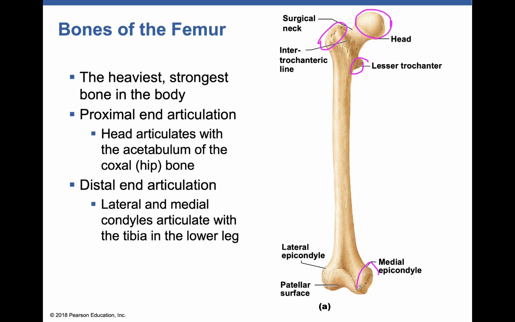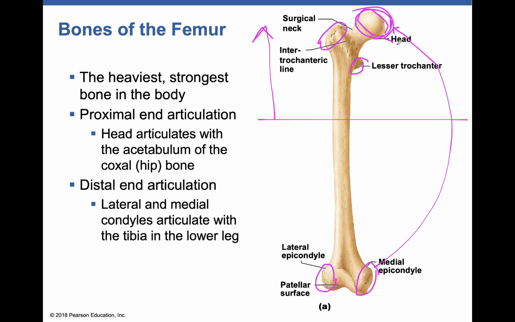You've got the medial epicondyle and the lateral epicondyle. Notice that the medial epicondyle is always going to be on the same side as the femoral head. This femur is the heaviest and strongest bone in the body. The proximal end, which is up here, has the head of the femur articulating with the acetabulum of the pelvis. So if you saw on the last illustration, the head of the femur fits into that open region. It creates a ball and socket joint.